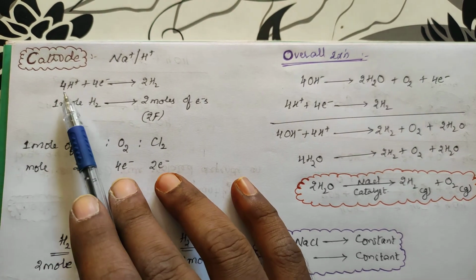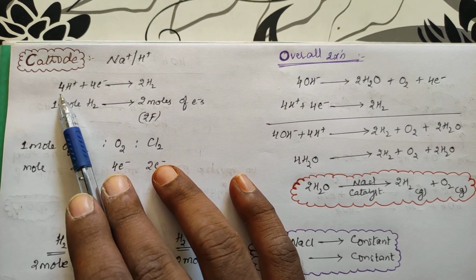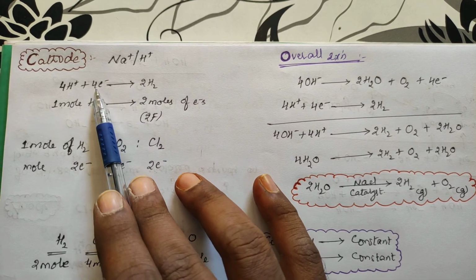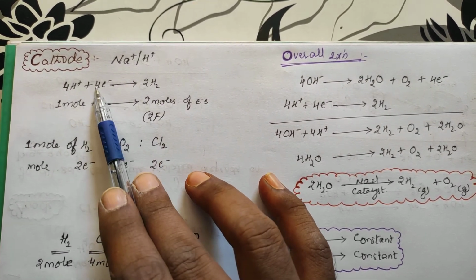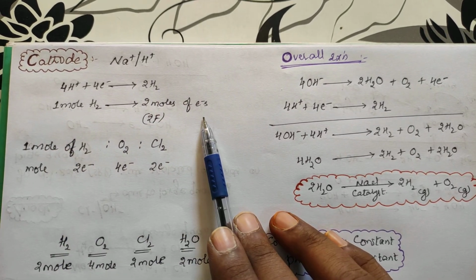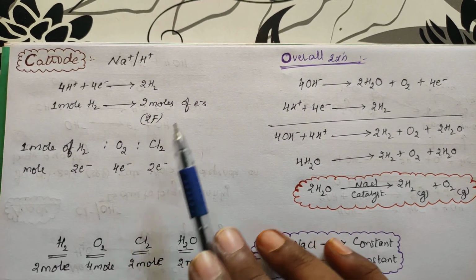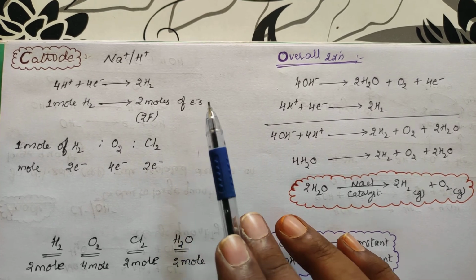To get 1 mole of hydrogen, you require 2 moles of electrons. Getting me? Because from 4 moles of H plus, you are getting 2 moles of H2, which means you require 4 moles of electrons. So for 1 mole, you require 2 moles of electrons. Clear? This is the important relation, students. This will be asked in the examination.